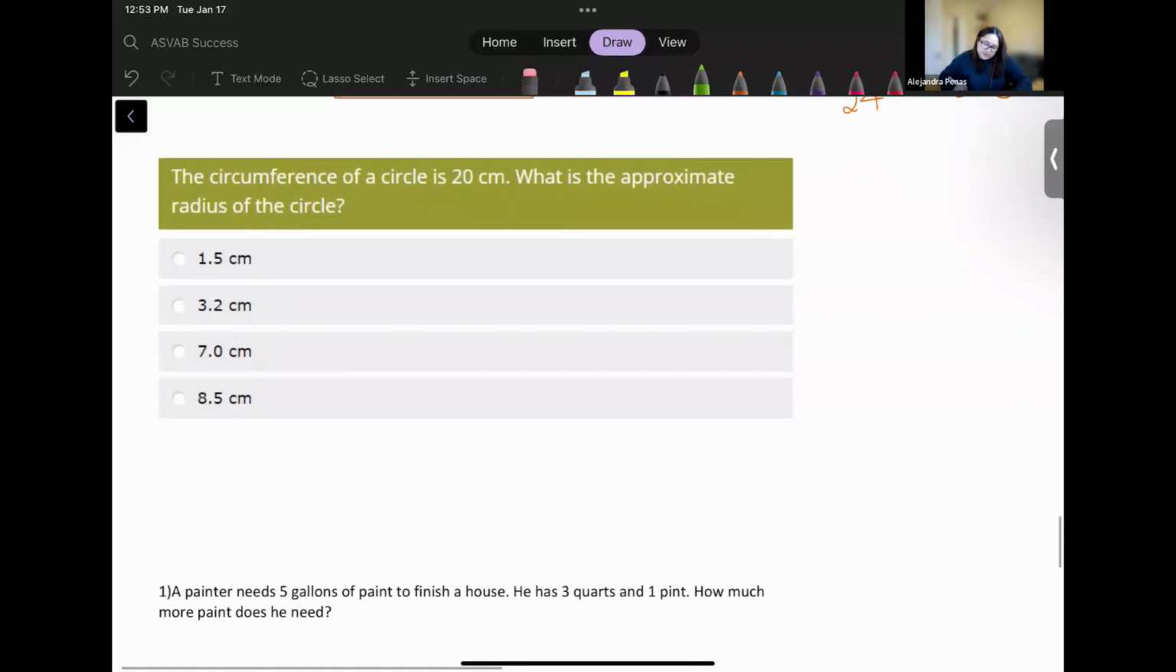This next one says, the circumference of a circle is 20 centimeters. What is the approximate radius of the circle? Now, there is a very important word here, and it is approximate. If you look at all your answer choices, what do you not see in any of your answer choices?